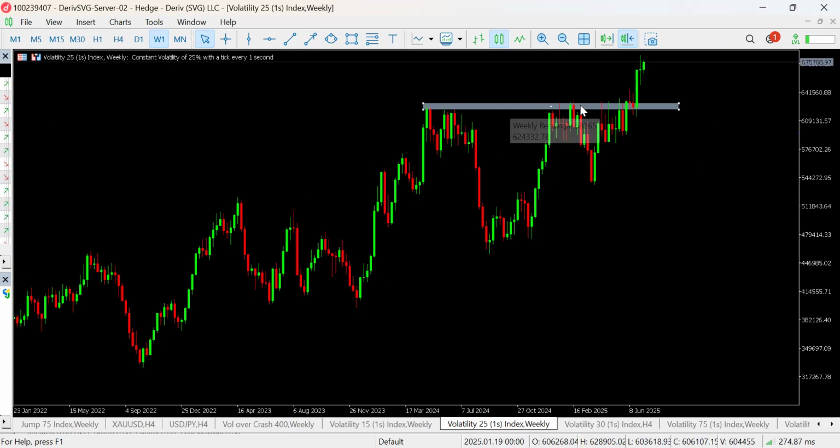So this zone served as a resistance for a very long time, opposing price movement upwards. And now, because it served as a resistance for several weeks, we'll be expecting that if price should at any point in time come back into this zone, this zone should act as what? A support.